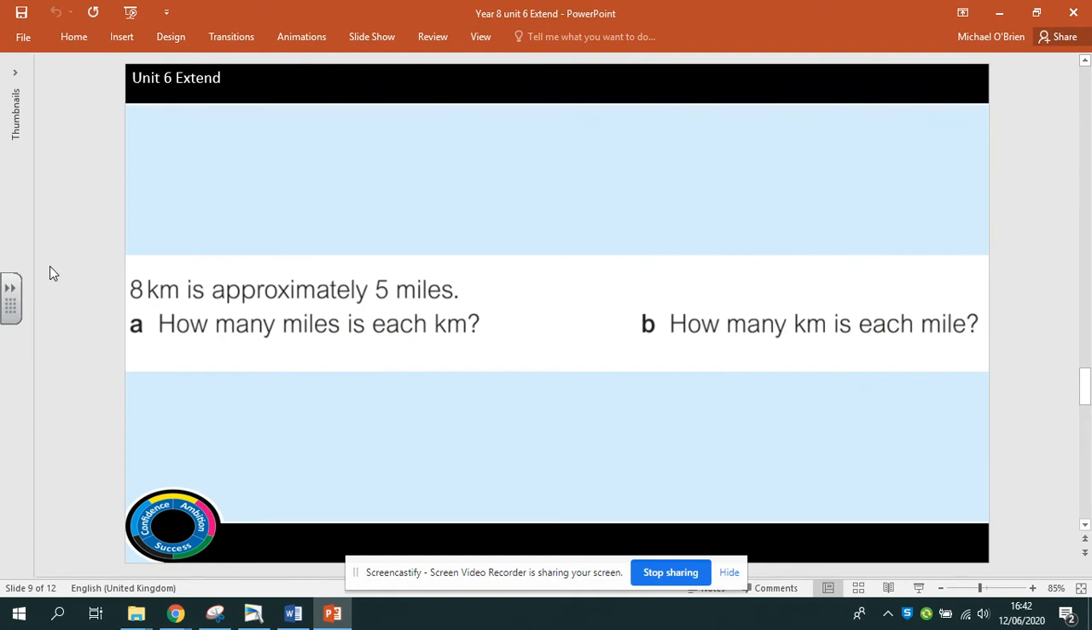Eight kilometres is approximately 5 miles. How many miles is each kilometre? How many kilometres is each mile? Okay. So, again, you may or may not need a calculator for this, but pause the lesson and return to assess your answers.